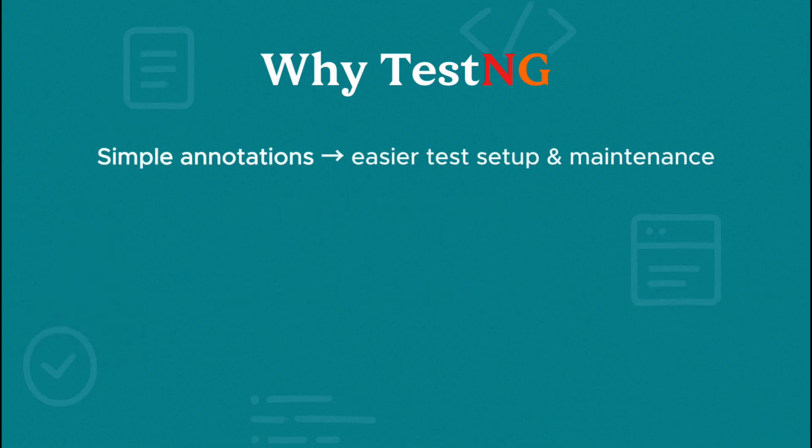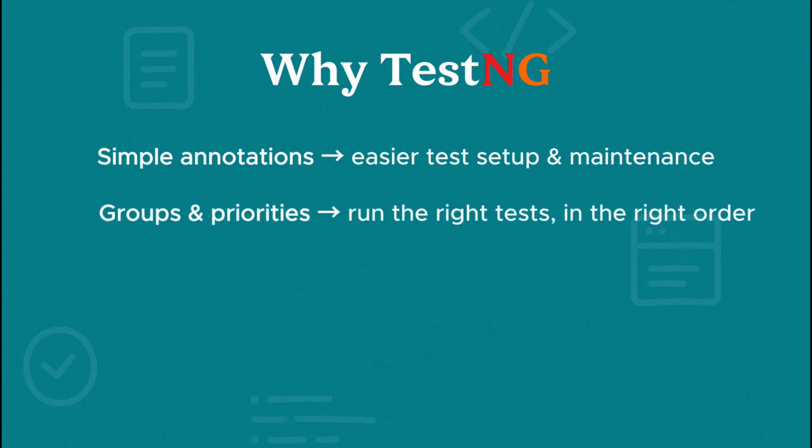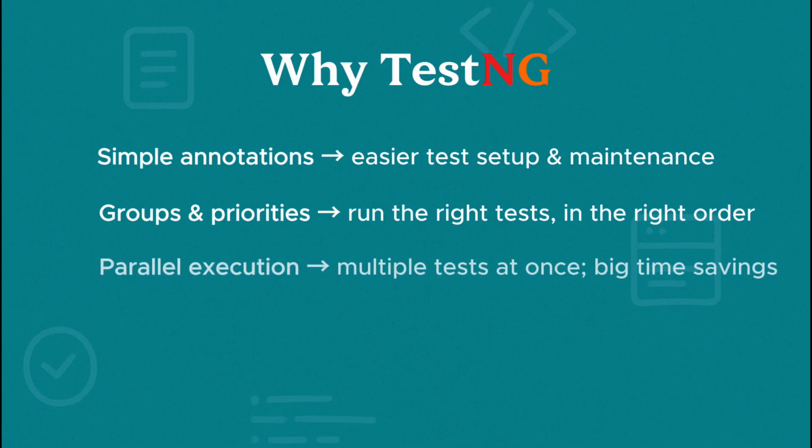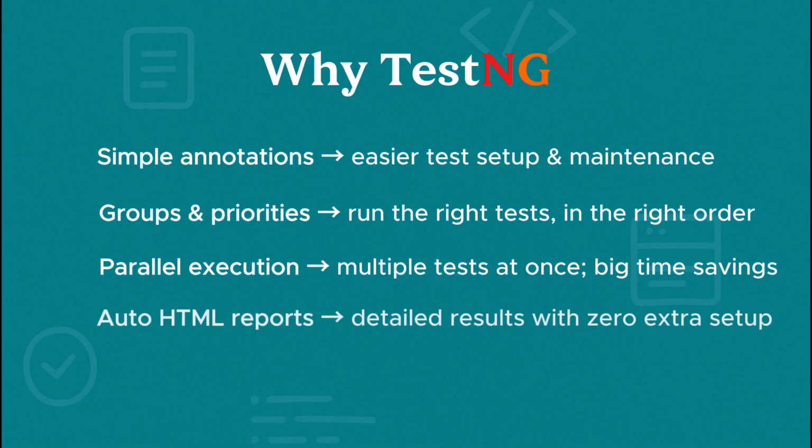First, simpler and more powerful annotations that make tests easier to manage. Second, built-in support for grouping and prioritizing tests, so we can decide which tests to run and in what order. Third, parallel execution, meaning we can run multiple tests at the same time and save hours of execution time. And finally, detailed HTML reports are automatically generated, no extra setup needed. So you can think of TestNG as the backbone of most Java-based automation frameworks today.